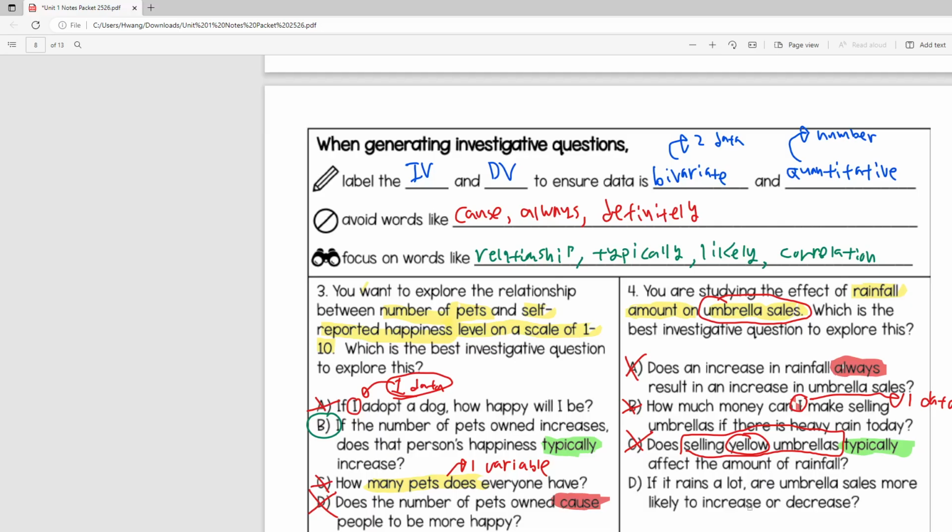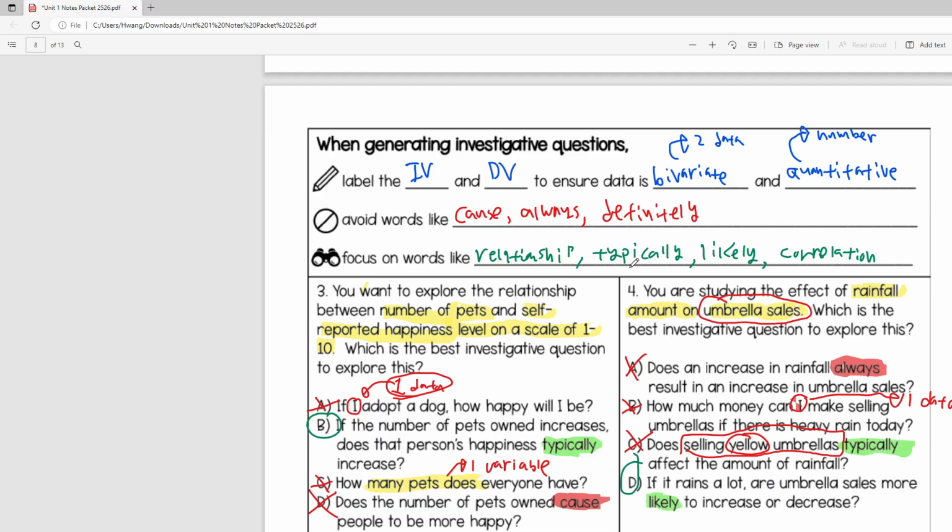If it rains a lot, are umbrella sales more likely to increase or decrease? Guys, the word likely, and that is a word you should focus on. And compared to example C, the name of the variables match. Therefore, the answer is D.